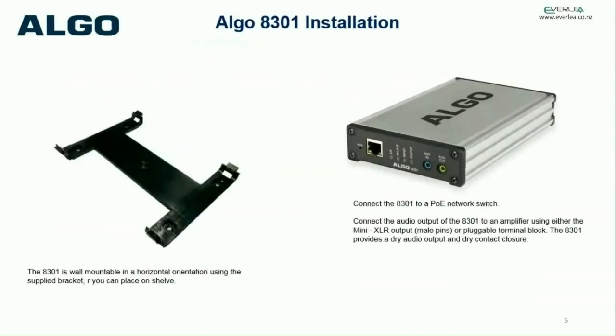So let's have a quick look at the installation. Fundamentally, the Algo 8301 is a standalone, what we call appliance-based, product. Everything that we're about to go through and talk to you about is in that small little box on the right hand side of the screen. It is purely IP based and browser controlled for programming and management, but it's an enclosed and standalone appliance. It has no moving parts.